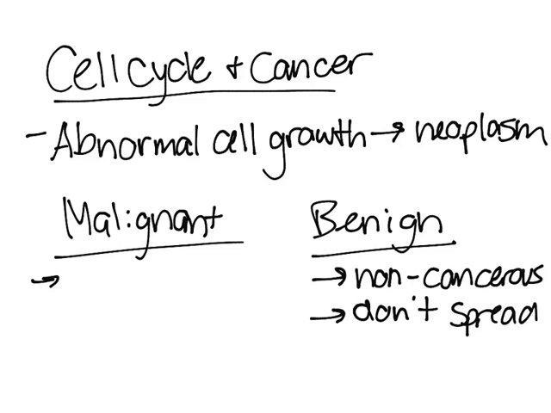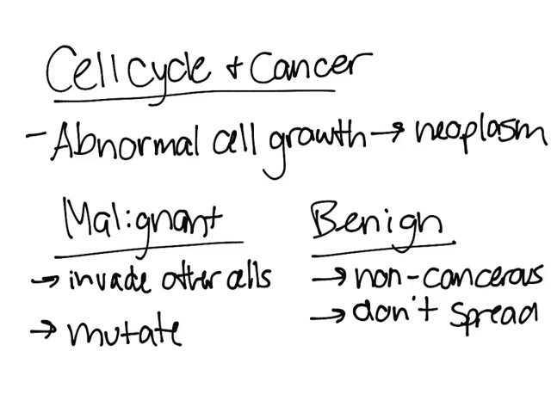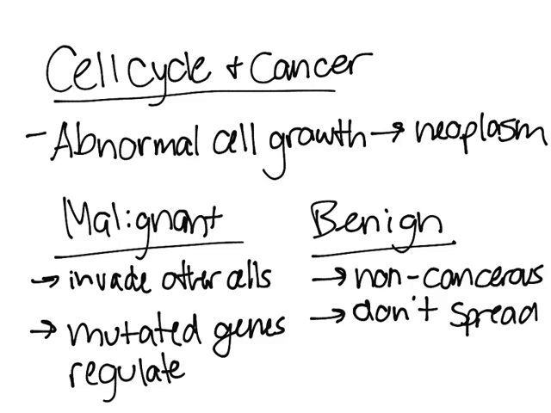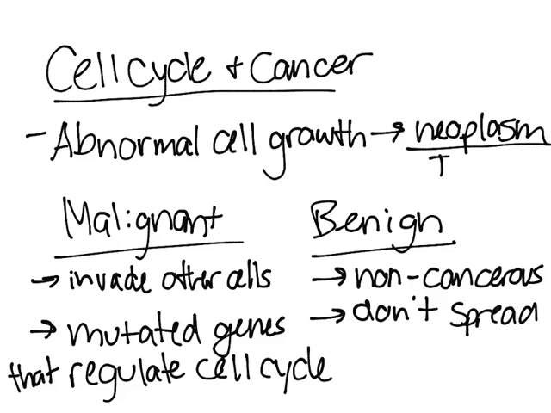Malignant is the opposite, so it invades other cells, and it's essentially resulting from mutated genes. More specifically, genes that regulate the cell cycle. And sorry if I wasn't really clear, but a neoplasm is just another word for tumor.